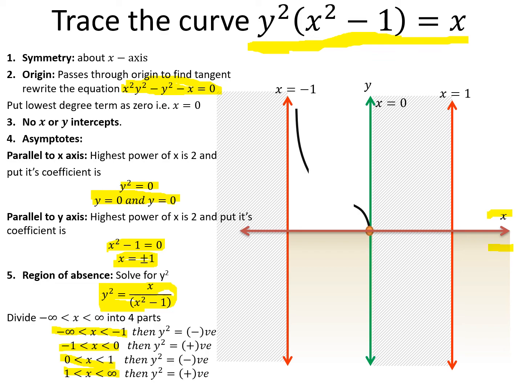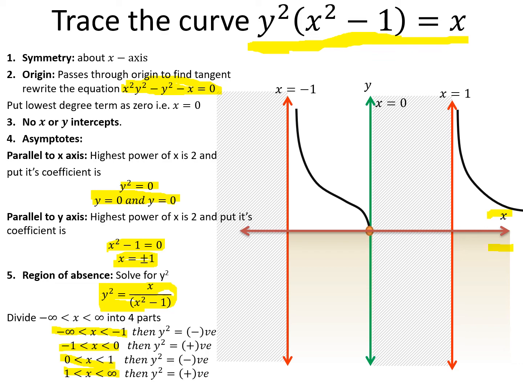So from 1 to infinity your curve is this. x equal to 1, the red line, is an asymptote, that means your curve is parallel to this x equal to 1 line, and the x-axis is also an asymptote, so it is parallel to the x-axis also. So it is like this. Okay. Now we have smoothly joined all the things, so we will get this type of curve.